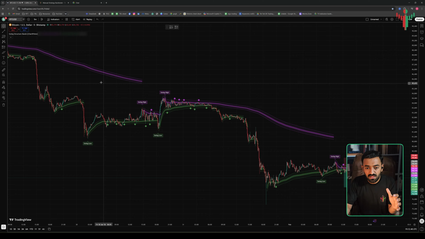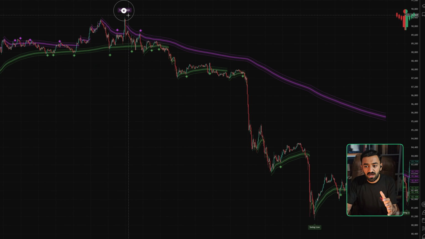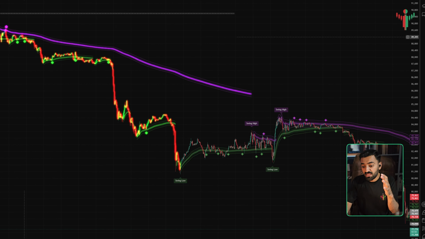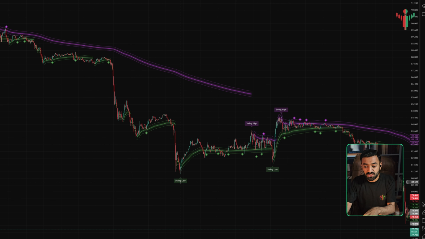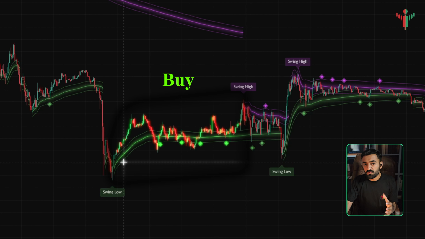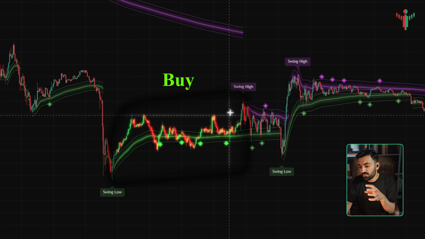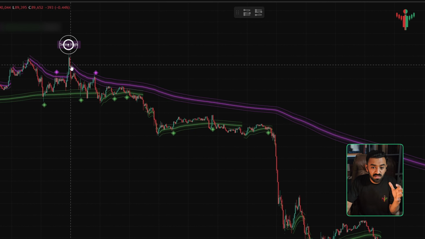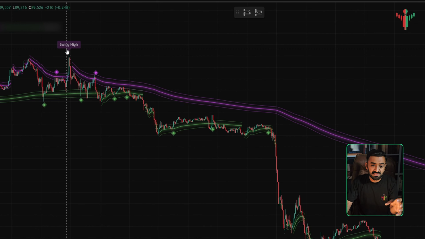For example, here is a swing high. So we will be looking for the sell trade until we get a swing low, which is here. So once we get this swing low signal, we will be looking for the buy trades until we get a swing high again. And the second rule is we will not open the sell trade immediately when this swing high appears.